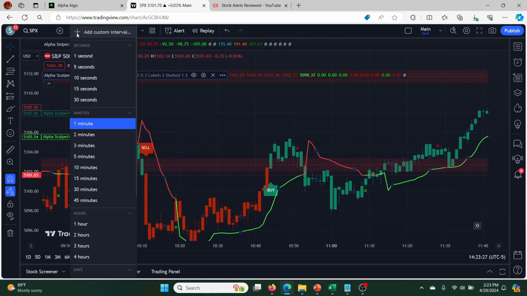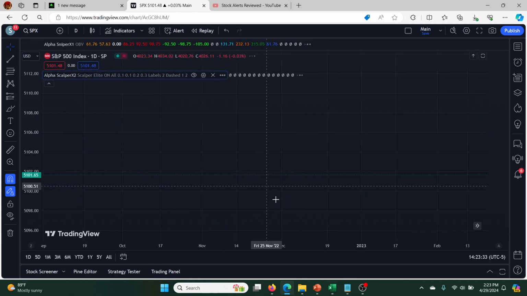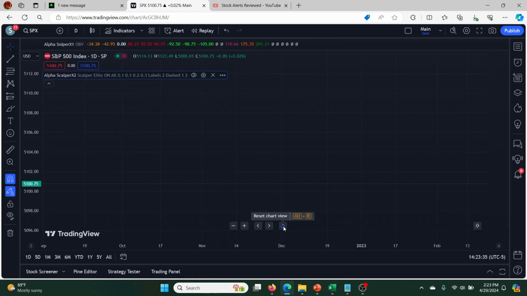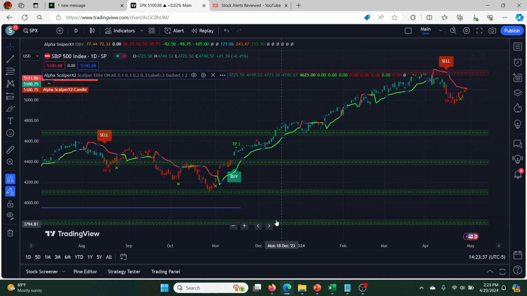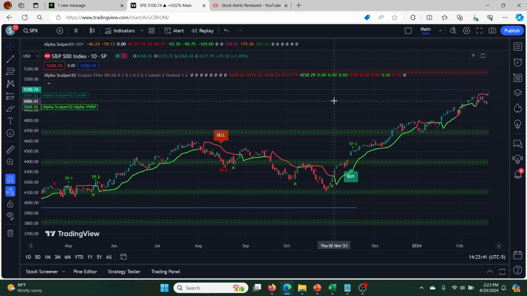As you go out onto the daily charts, it still performs really well, despite it seeming to be really designed for scalping. Haven't actually looked at this yet, but it's as you would expect. It's really solid on the daily as well.